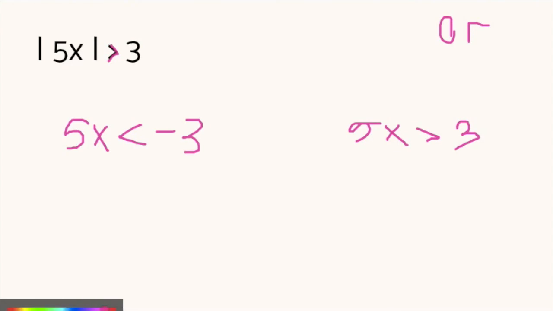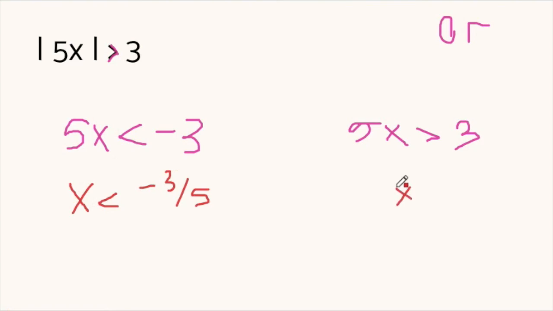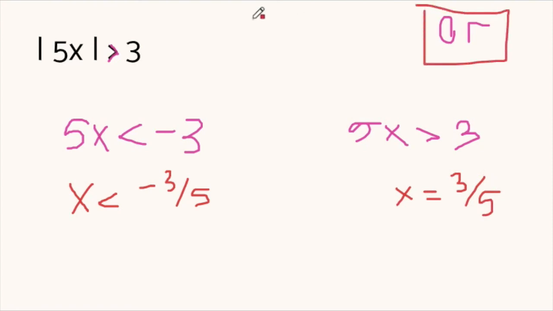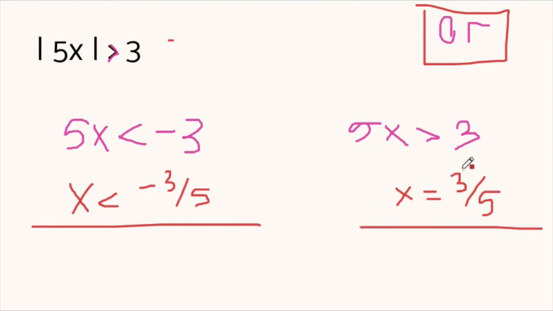And then again, we solve both of these. X is less than, divide both sides by 5, -3 over 5. And x is, divide again both sides by 5, 3 over 5. And as you remember, the rule with or was that one or both are going to be true. So our final answer would be both. X is less than -3 over 5, and x is greater than 3 over 5.